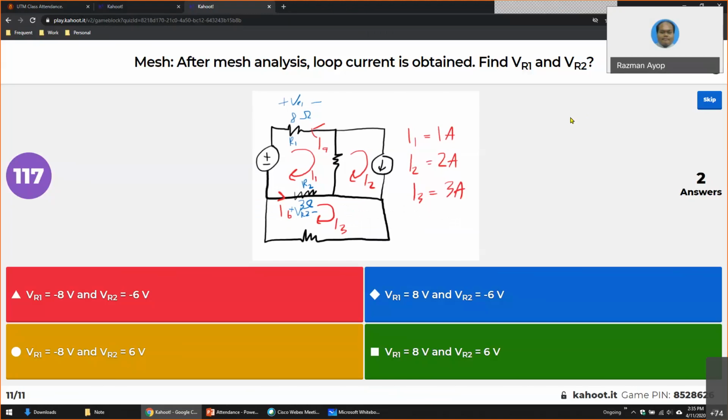After mesh analysis, you get the loop currents I1, I2, I3. So you have to find the voltage at R1 and R2. What is the voltage for resistor 1 and resistor 2? You have 2 minutes.